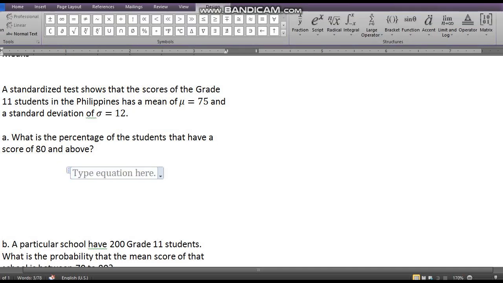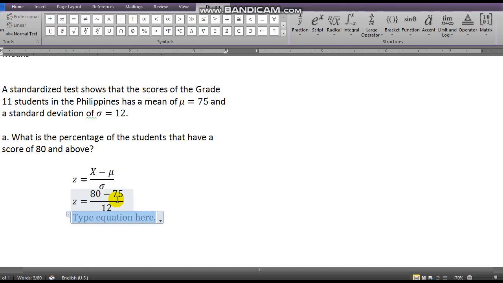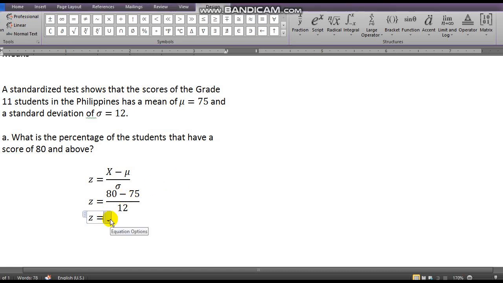So z is equal to the score minus the mean, divided by the standard deviation. The score is 80, minus the mean of 75, divided by the standard deviation, which is 12. Let's use our calculator: 80 minus 75 divided by 12. That is 0.416, or let's just use 0.42.